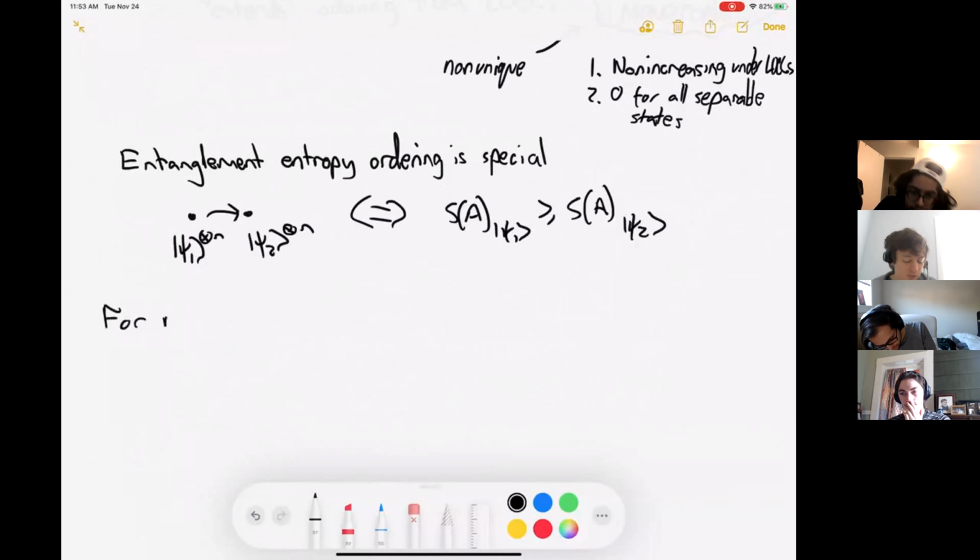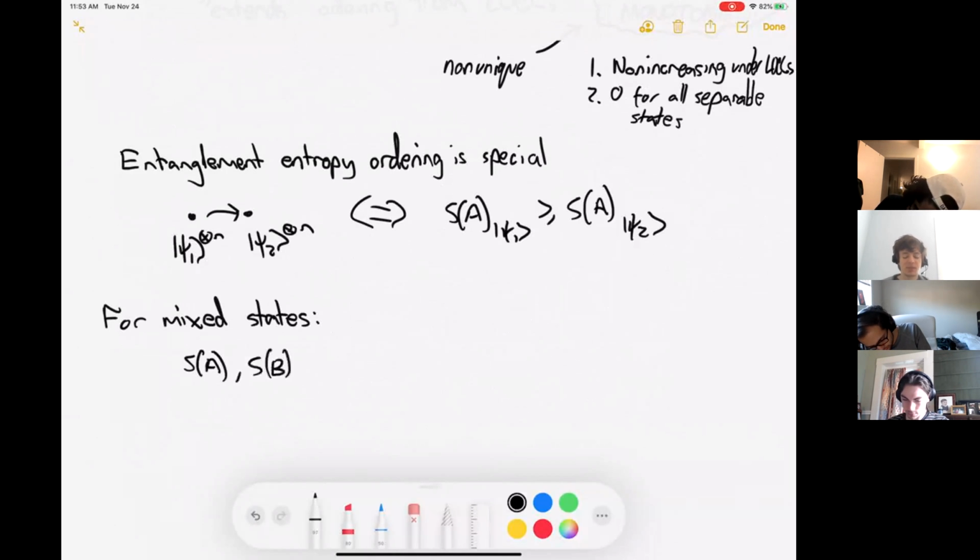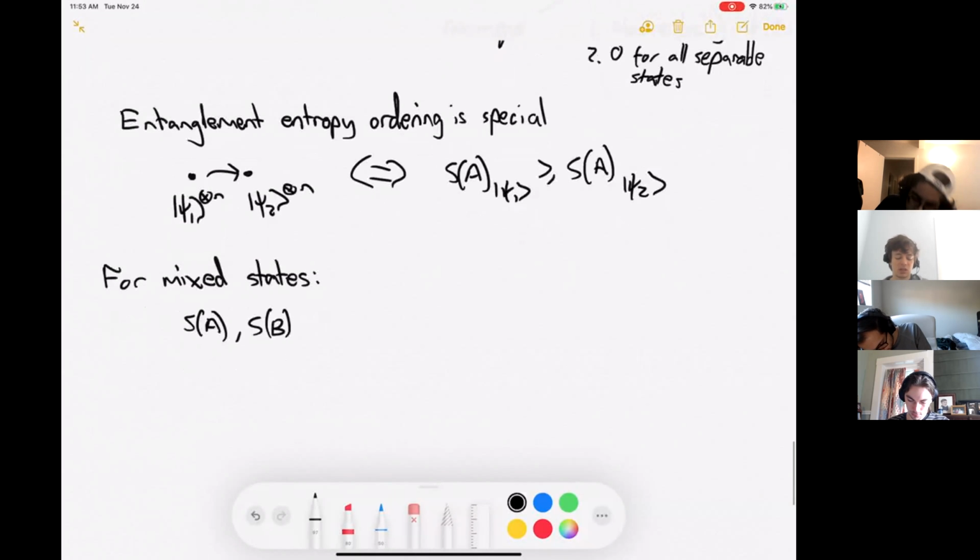Okay. So this gives a very natural question, which is that for mixed states, the von Neumann entropies of the reduced density matrix on A and on B are no longer monotones, right? They're no longer 0.